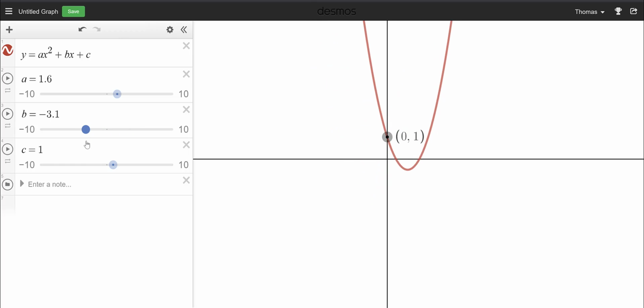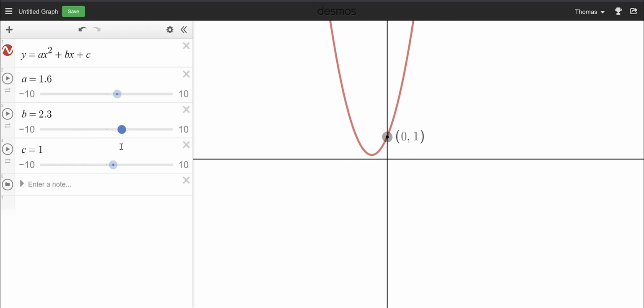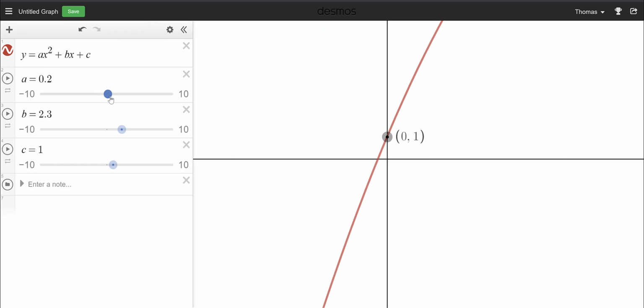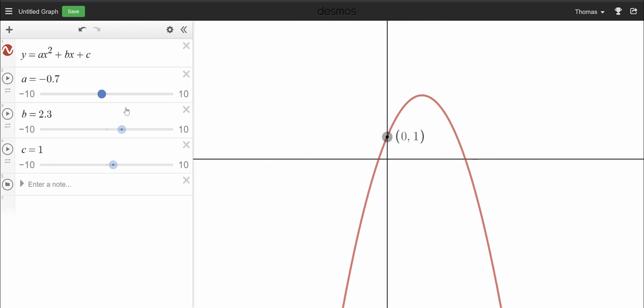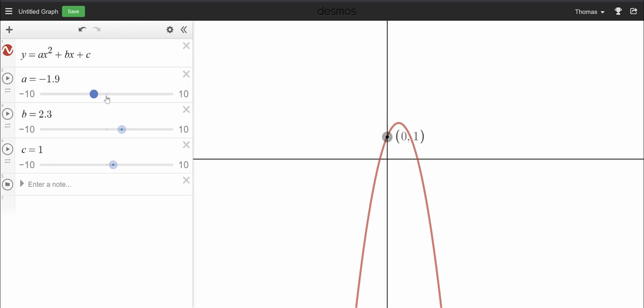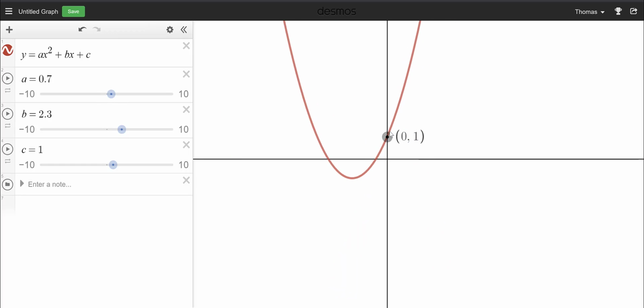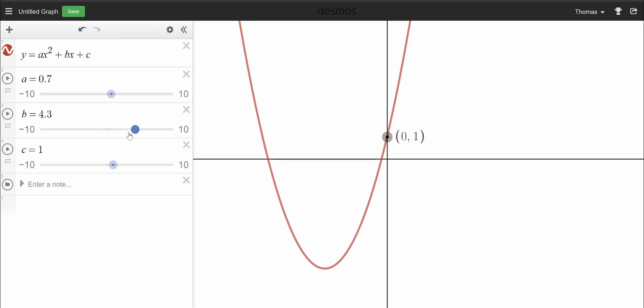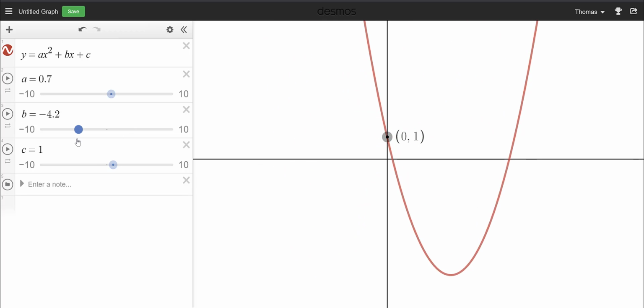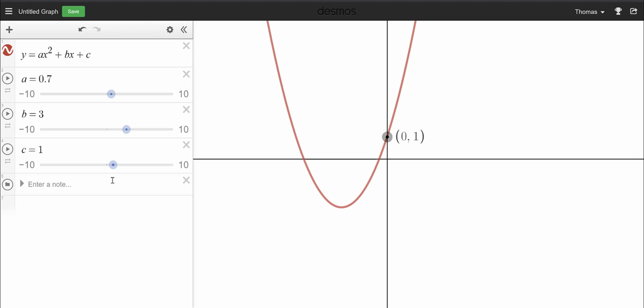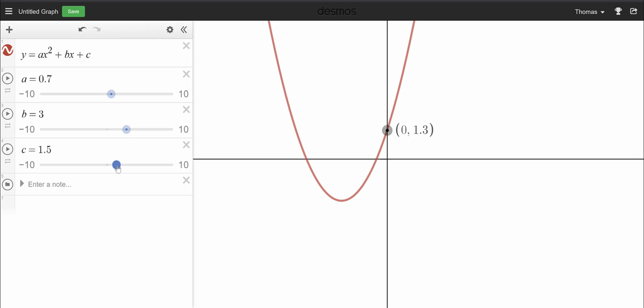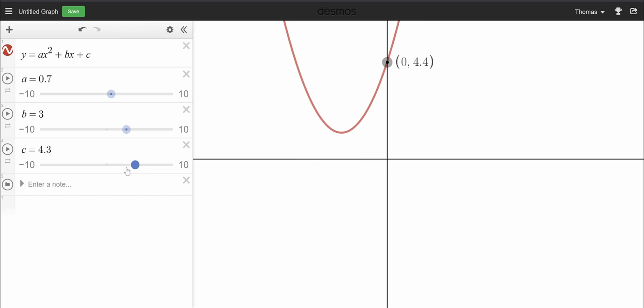What's interesting is that no matter what I change A to be or B to be, it doesn't matter. Whatever I change those to be, I notice that I still have the same y-intercept. So no matter what happens, if A is positive or negative, I have this y-intercept. If B is positive, no matter where it is, or negative, I still have the same y-intercept. Alright, so then obviously it leads us to, what do you think C is going to do? Well, C is going to move my graph up and down.